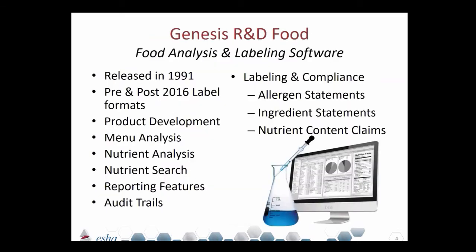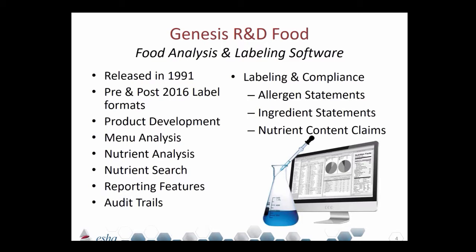Taking a look at the Genesis R&D food application, the software that we've had for about 25 years. It was released in 1991. It currently has the 1990 and the 2016 labeling formats in it. It's built for product development, menu analysis, nutrient analysis, reporting, auditing, and of course labeling, and all of the statements that you need for your packaging: allergen statements, ingredient statements, nutrient content claims, and barcodes.